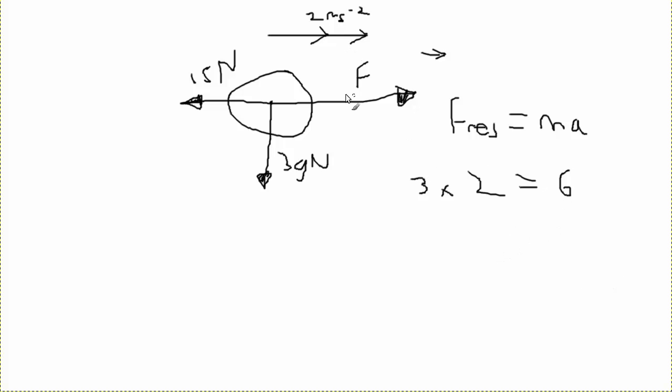So we know that F minus 15 must be 6. Therefore, we're going to do 15 plus 6 to give us a resultant force. Well, this force here equals 21. So F equals 21 newtons. We understand? So, for those who don't understand, our resultant force is the total of the forces.